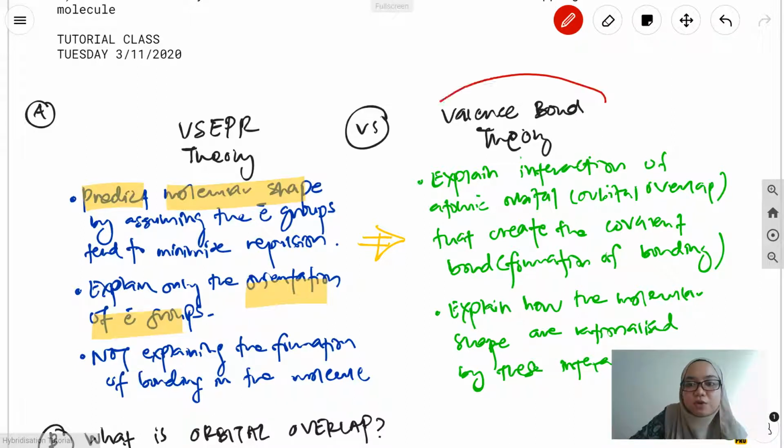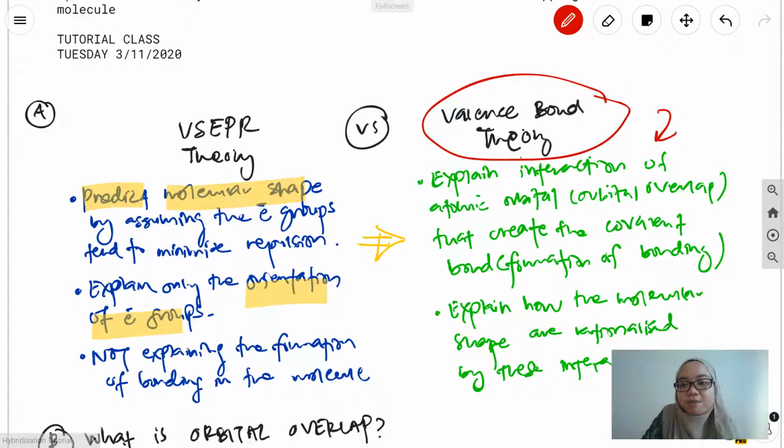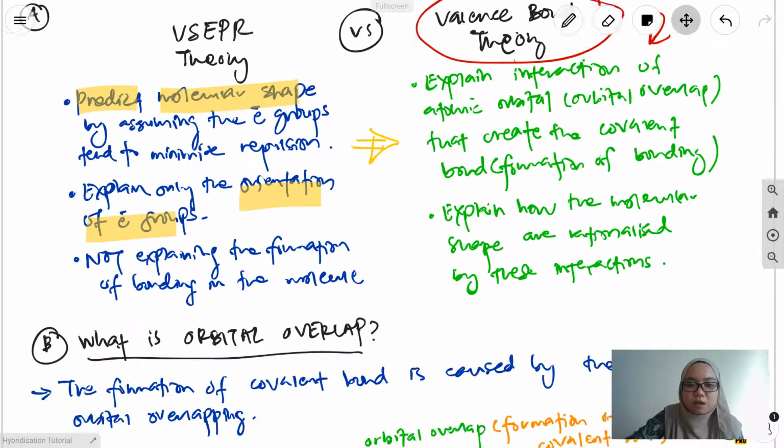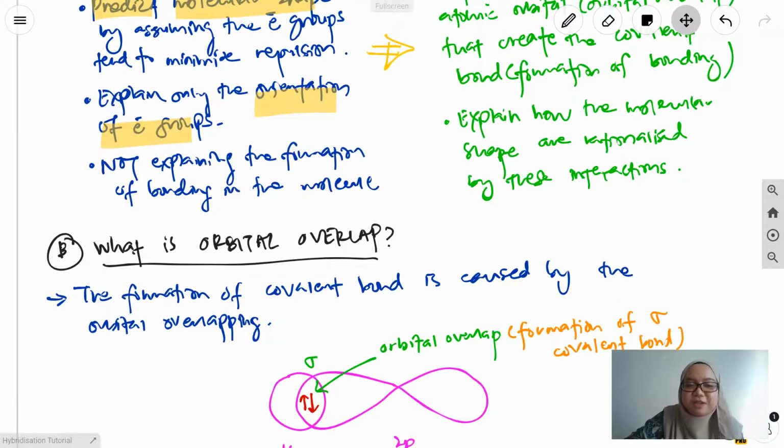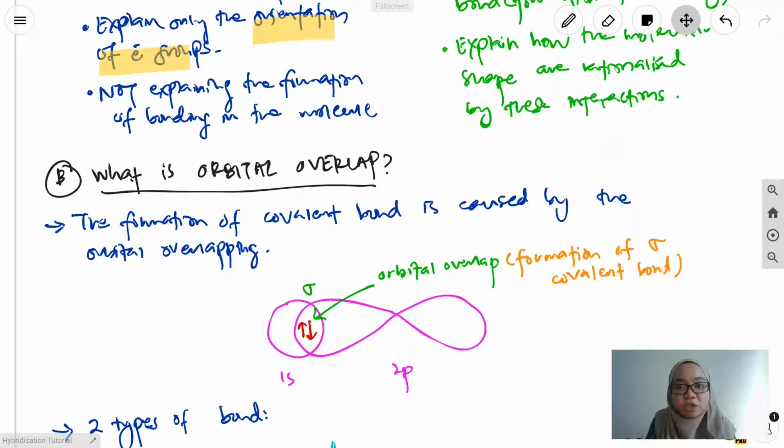This valence bond theory explains the interaction of atomic orbitals, which is orbital overlap, that creates the covalent bond, the formation of bonding in the molecule. This valence bond theory also will explain how the molecular shapes are rationalized by this interaction. So what is orbital overlap? So orbital overlap is the formation of covalent bond which is caused by the orbital overlapping.